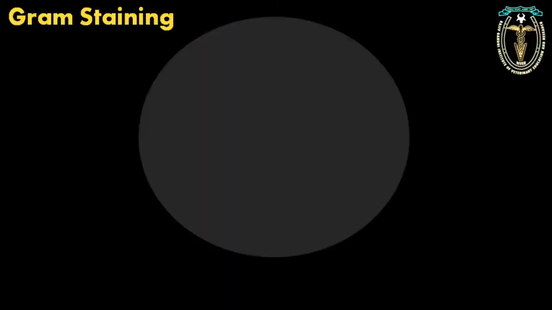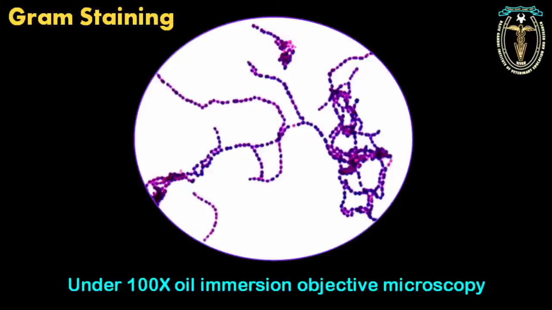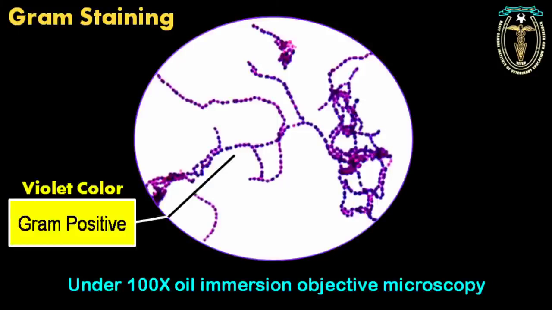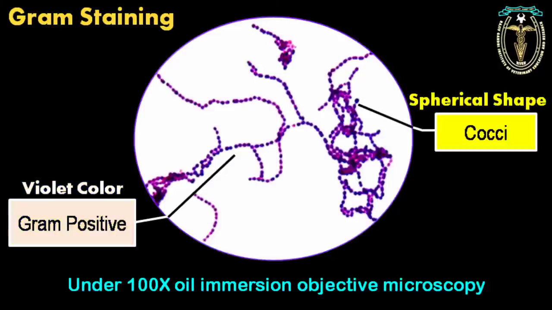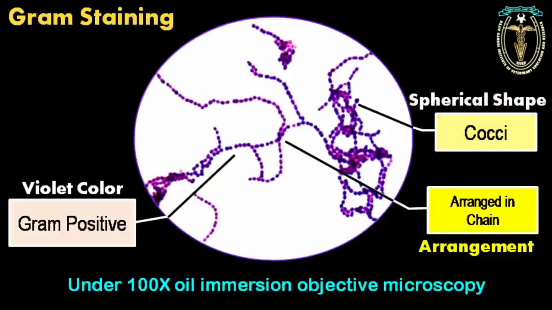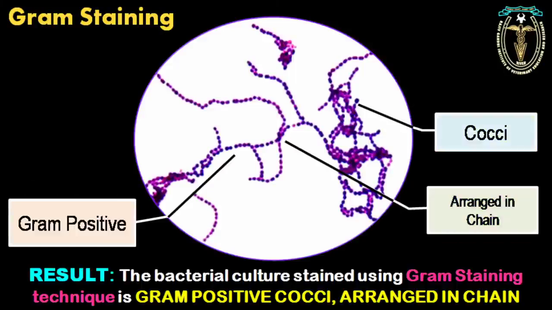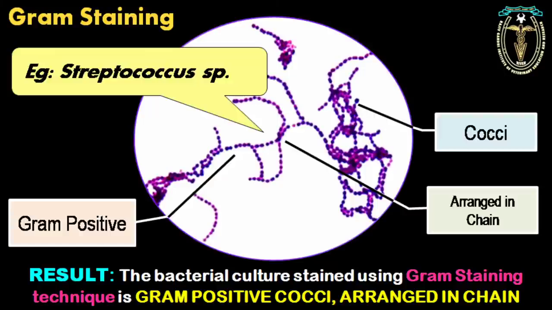Next, on microscopic examination, if you are observing this type of microscopic features based on coloring property, since the microorganisms here are stained violet color, they are gram-positive organisms. Then, here the organisms are spherical shape, so they are cocci. Next, the arrangement. They are arranged in chain here. So, the result is written as: the bacterial culture stained using the Gram staining technique is gram-positive cocci arranged in chain. The example of bacteria is the Streptococcus species, which possesses this type of microscopic character.